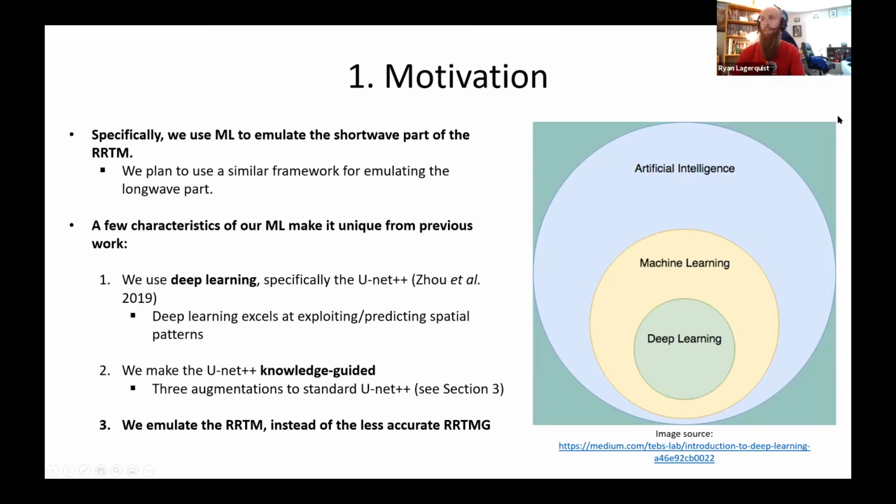Deep learning excels at exploiting and predicting spatial patterns, as many people in this room probably know, since it's an AI conference. The second thing is that we make the UNet++ knowledge guided. There's 3 augmentations we've made to the standard UNet, which I'll talk about in section 3, that make it knowledge guided. And the third thing is that we emulate the RRTM, whereas previous groups have emulated the RRTMG, which is the RRTM for global climate models, which is a less accurate version of the RRTM.